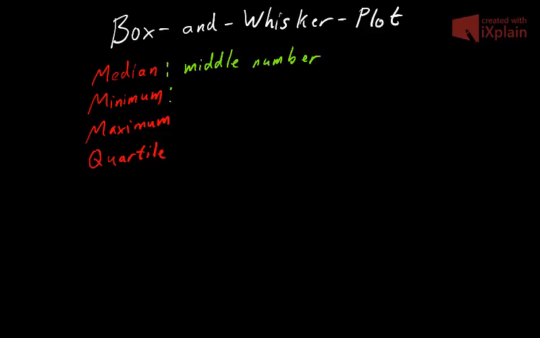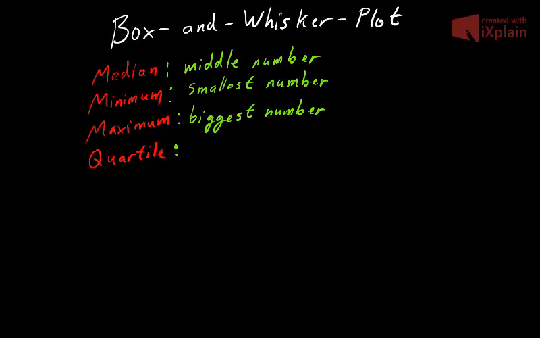The maximum is going to be our biggest number. And the minimum is going to be our smallest number, and our maximum would be our biggest number. Minimum is the smallest number, and the maximum is the biggest number. And I'm hoping we've seen median, minimum, and maximum before.